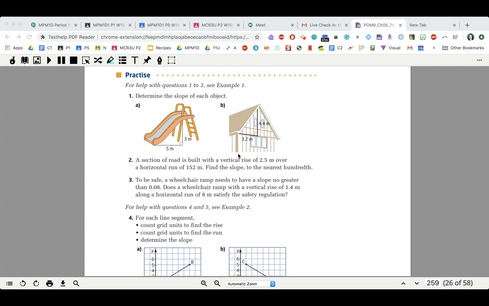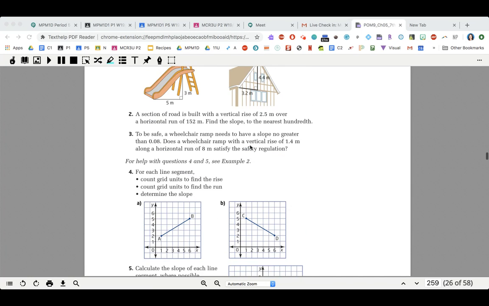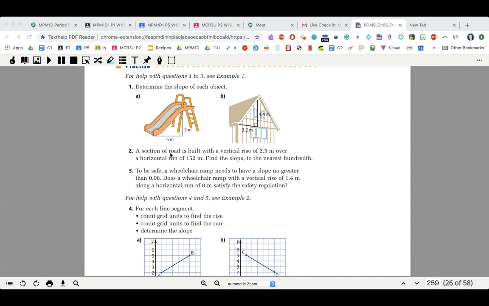Okay, so I'm just giving you these prompts so that you can start to do some of these questions. Let's see. Question 2. A section of road is built with a vertical rise of 2.5 meters over a horizontal run of 152 meters. Find the slope. So you have a rise of 2.5, so 2.5 divided by 152. So 2.5 divided by 152, I'm getting 0.0164.